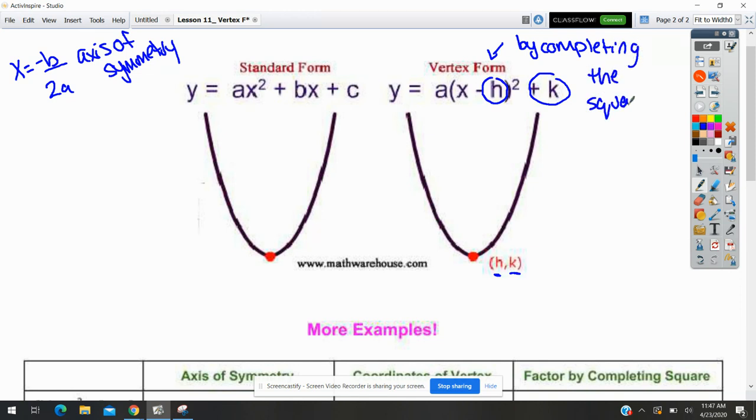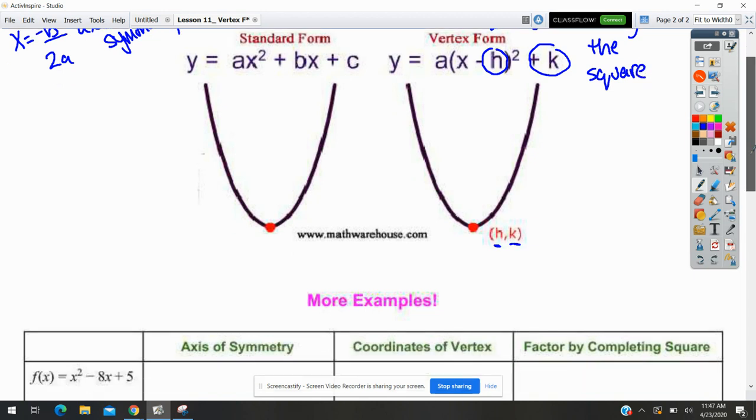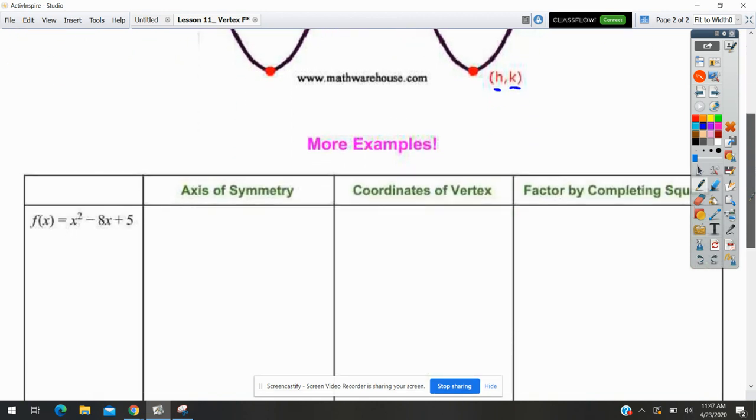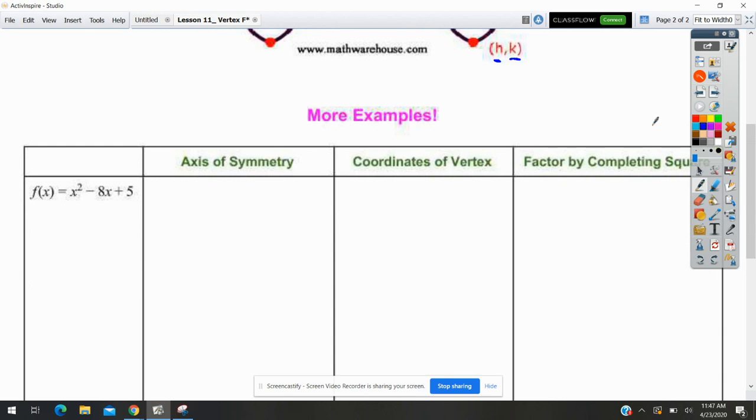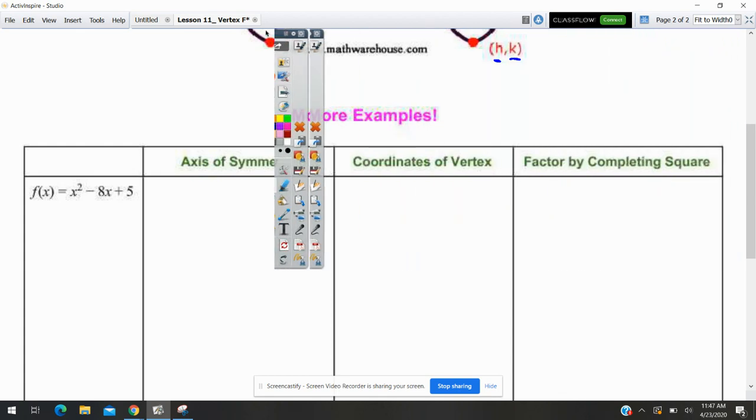Okay, so let's just do one more example together. So here, we're going to do 3 things. First, we're going to find the axis of symmetry. We're going to get the coordinates of the vertex, and then we're going to factor by completing the square. So we're going to do 3 things with this today.